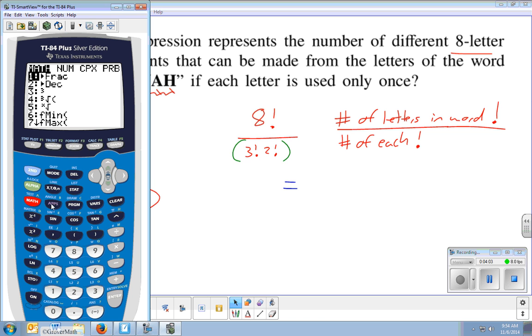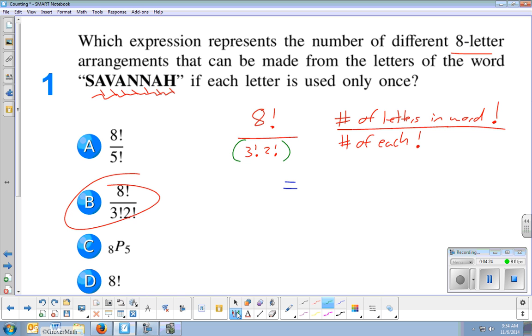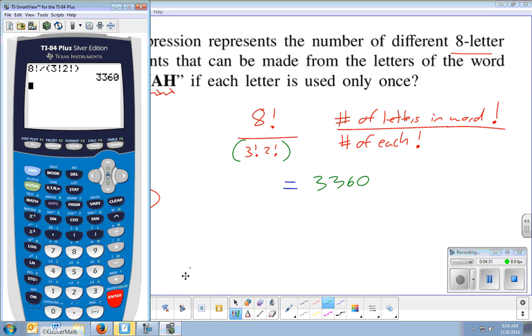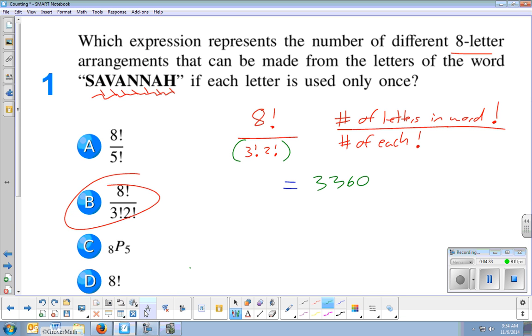Math, left, 4, close parentheses. So you see up here on my screen, I have 8 factorial divided by parentheses 3 factorial, 2 factorial. I actually have an extra parentheses in there that I don't need. It probably wouldn't have hurt, but that's going to give me the answer of 3,360. And so that's how you do the letter arrangements in your calculator.